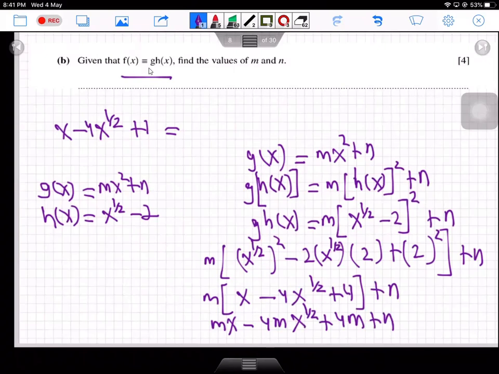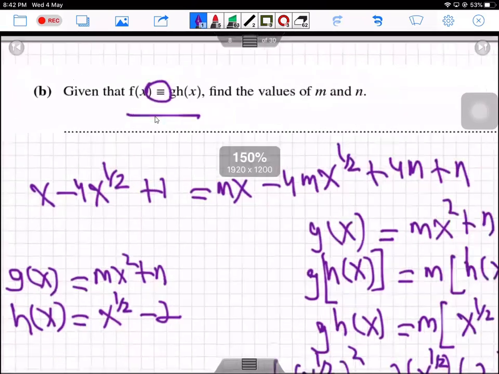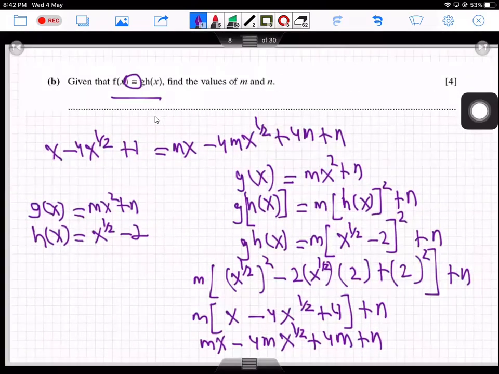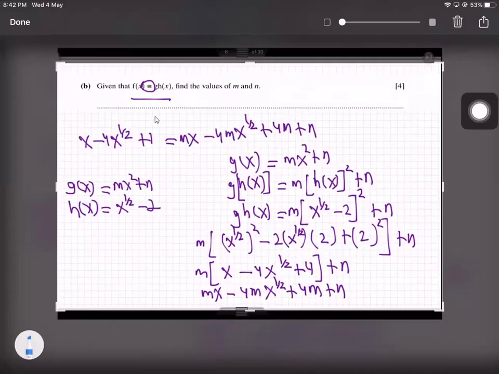This will be kept equal to fx, and then we have to compare the terms. We have to compare the coefficients over here. So mx minus 4m x raised to the power half plus 4m plus n, and as you can see, this is like an identity. The left hand side is equal to the right hand side. So we just need to compare the coefficients over here and we can easily find the values of m and n.